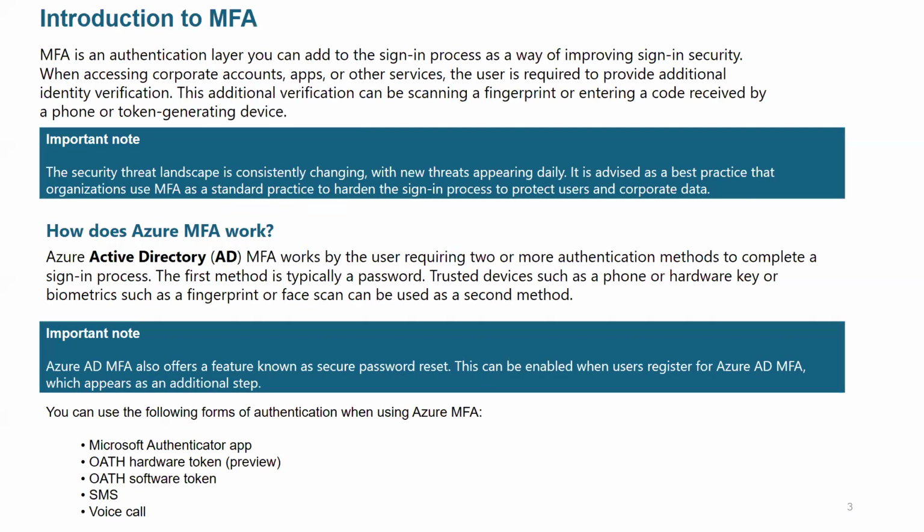So, introduction to MFA. We already have MFA, right? When you log in, it asks you for the authenticator app. You get a push notification, and you have to enter a number and click on it. First we enter the user ID and password, then we get a push notification. We are configuring that.